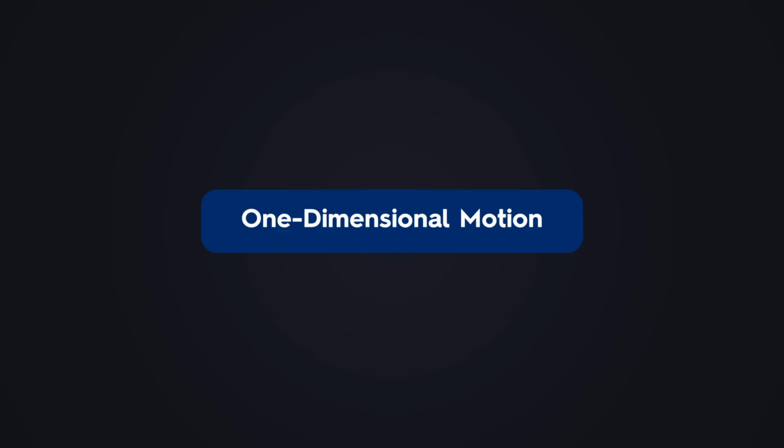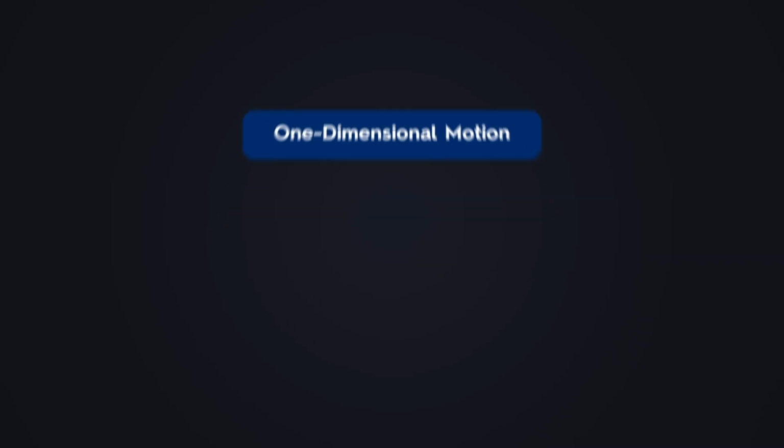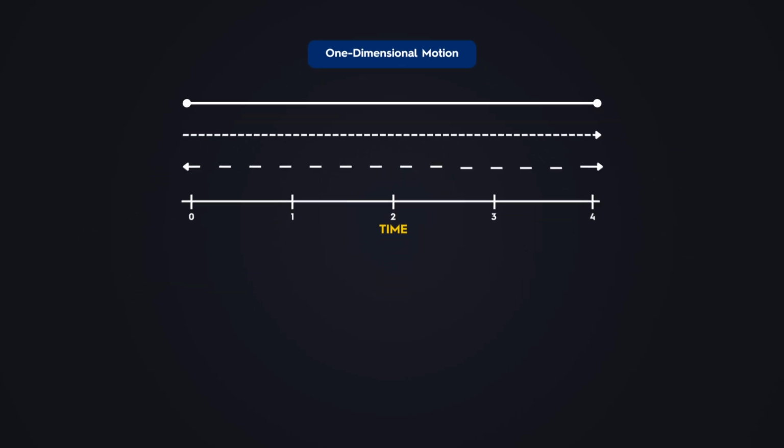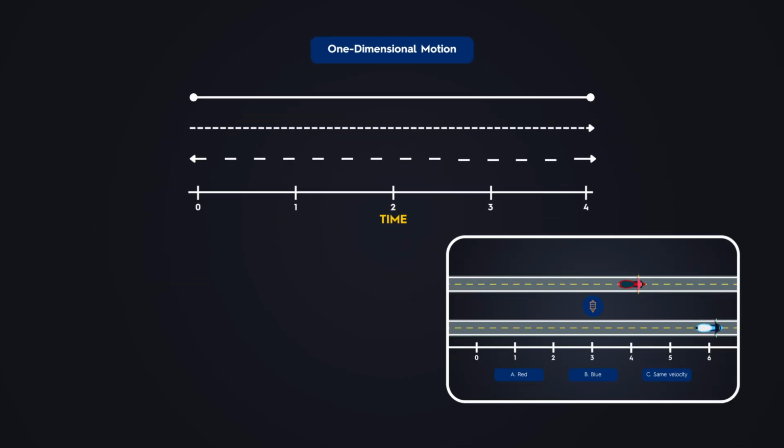In this video, you'll learn the language of one-dimensional motion and how motion diagrams help you see what objects are doing over time. We'll define displacement, velocity, and acceleration, and use these ideas to reveal the correct answer to the scooter question.